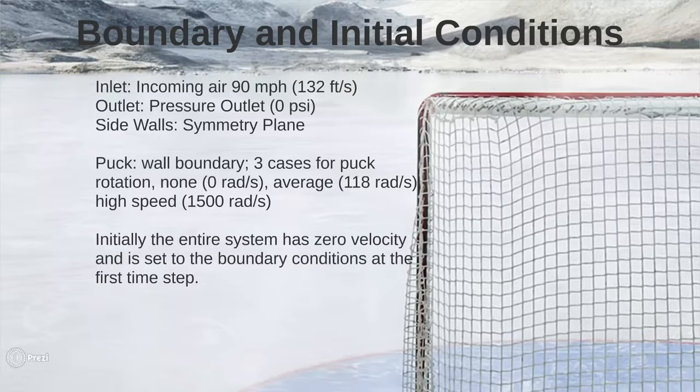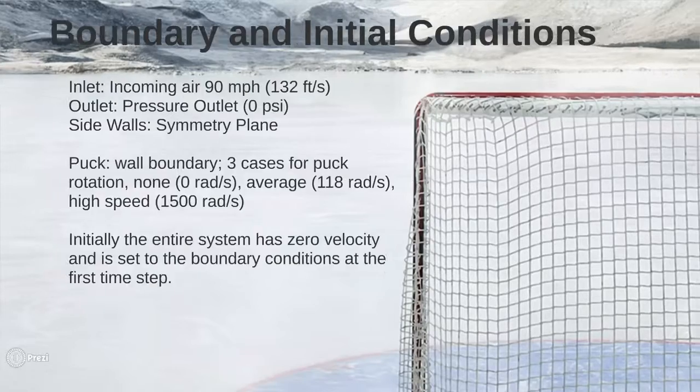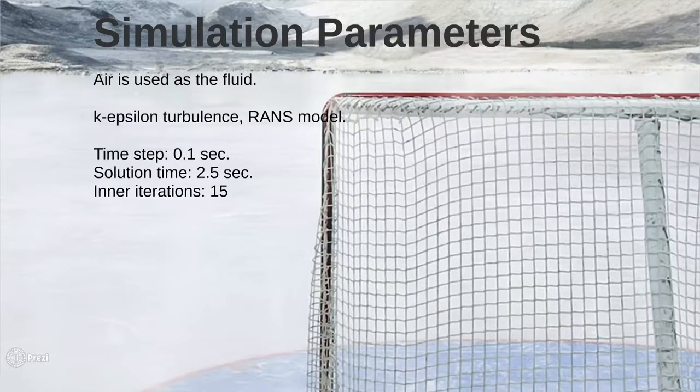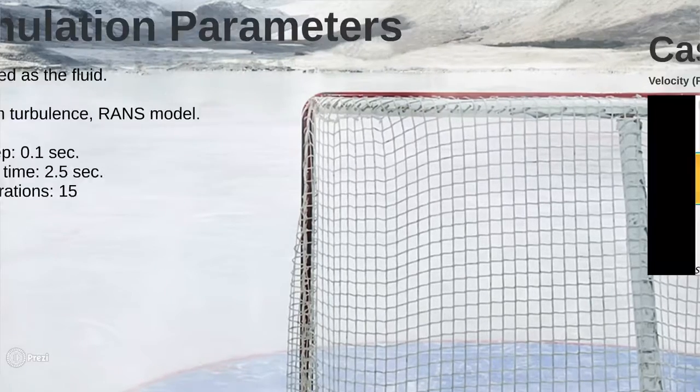Now initially this entire system has 0 velocity and is set to the boundary conditions at the first time step. This results in some noise in the first couple iterations. Looking further, the simulation parameters are: air was used as the fluid, and a K-epsilon turbulence model and RANS models were used, with a time step of 0.1 seconds and a solution time for the final solution at 2.5 seconds. The inner iteration count was 15 for each time step.